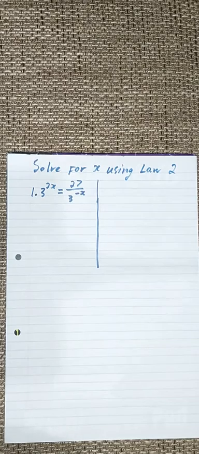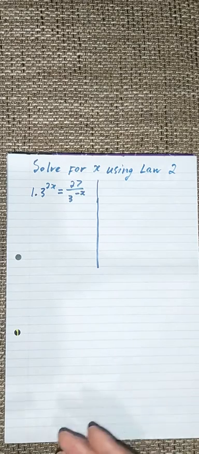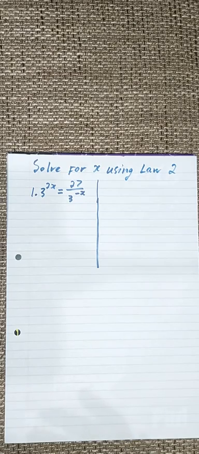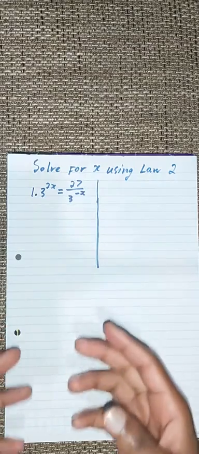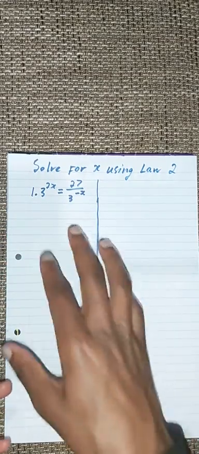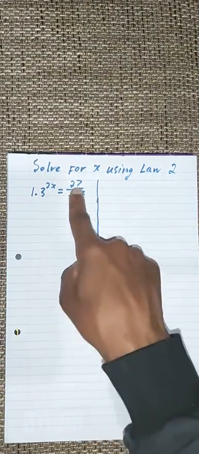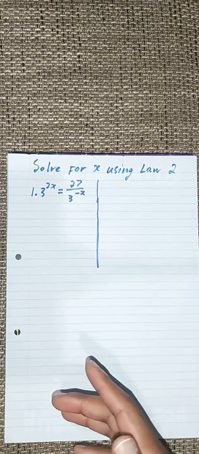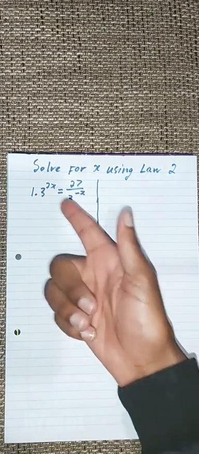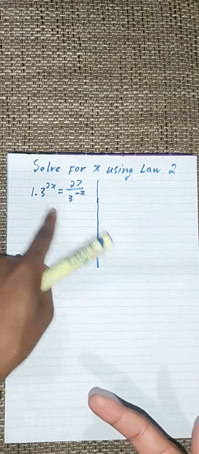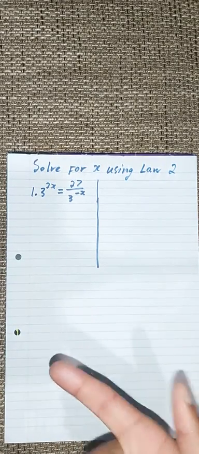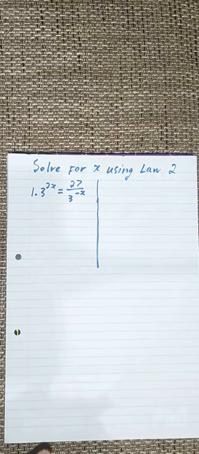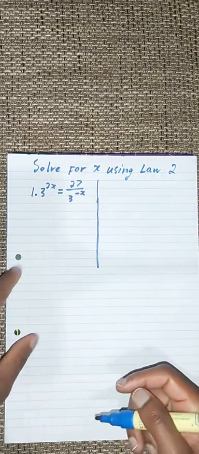We have 3 to the power of 2x is equal to 27 over 3 to the power of negative x. The first thing that we are supposed to do, guys, is to have all of our bases be similar to one another, and we can see that 27 is not a common base as 3 from these other bases, so it has to be converted into a common base of 3. Okay, so that's what we're going to do.